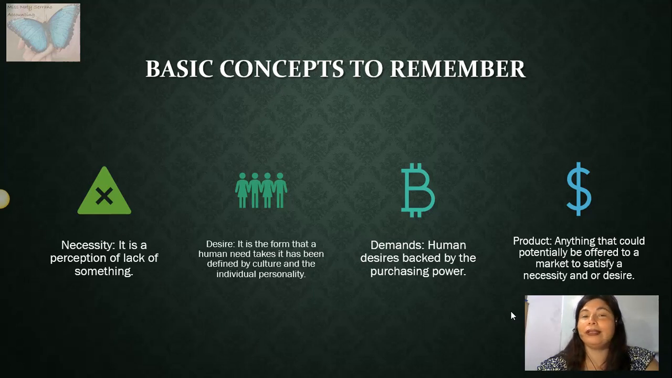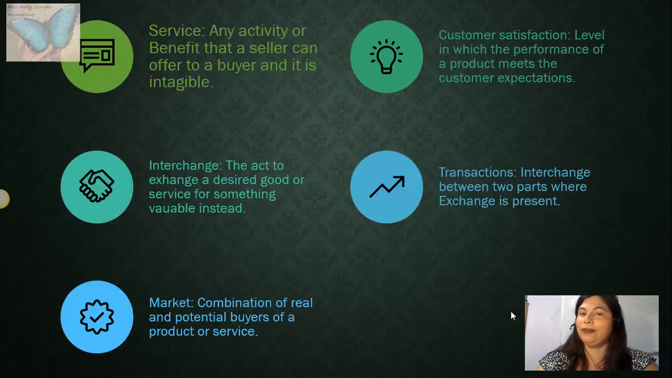Okay. Now, the demands, human desires backed by the purchasing power. So now the demand, it's when I really need something and I have the money to pay for it. Now it is a demand. So not only do I need to want it, I need to be able to pay for that as well. Then it is a demand. Okay. No money, no demand. Product, anything that could be potentially offered to a market to satisfy a necessity or a desire.